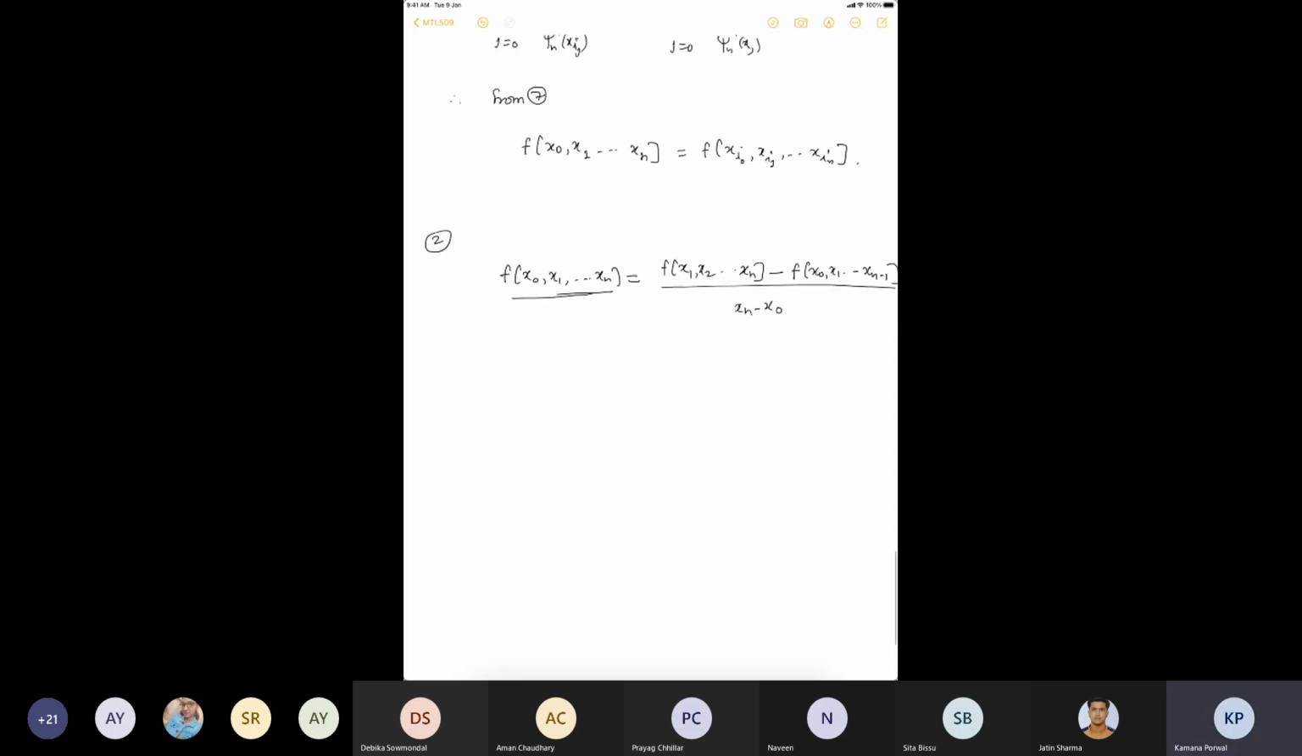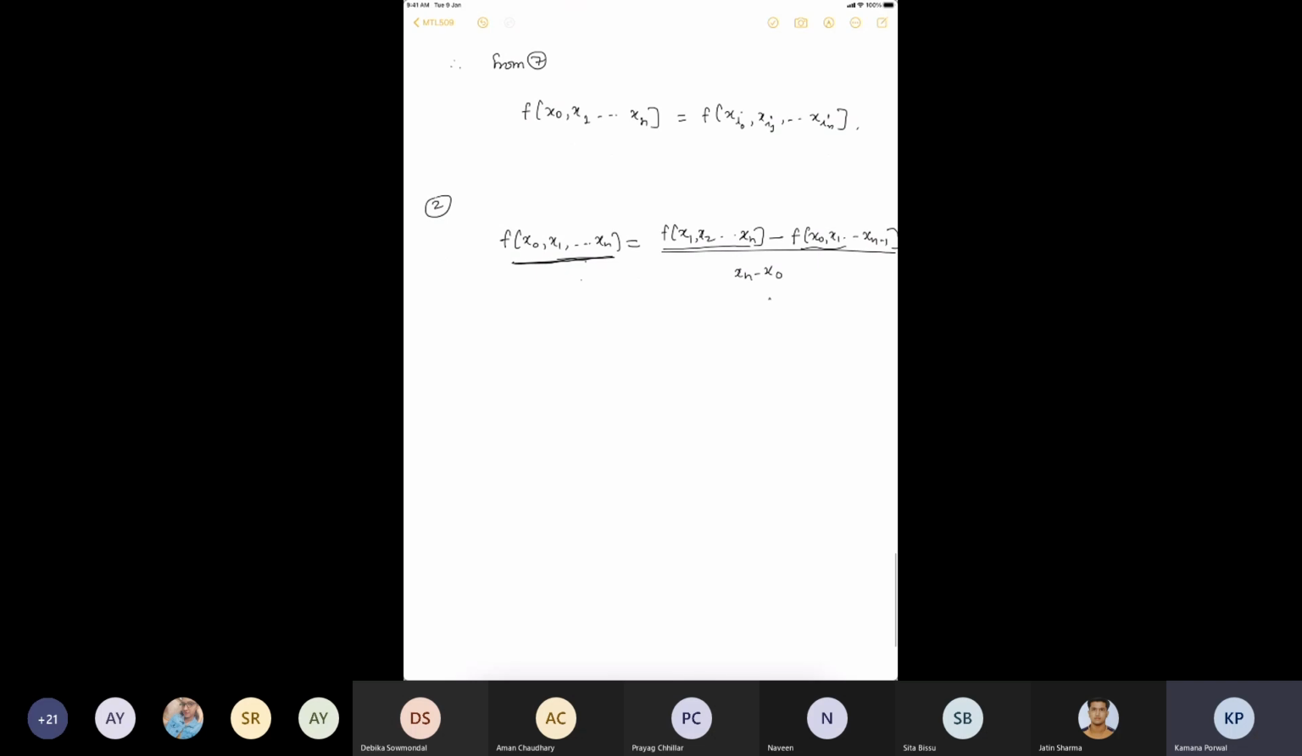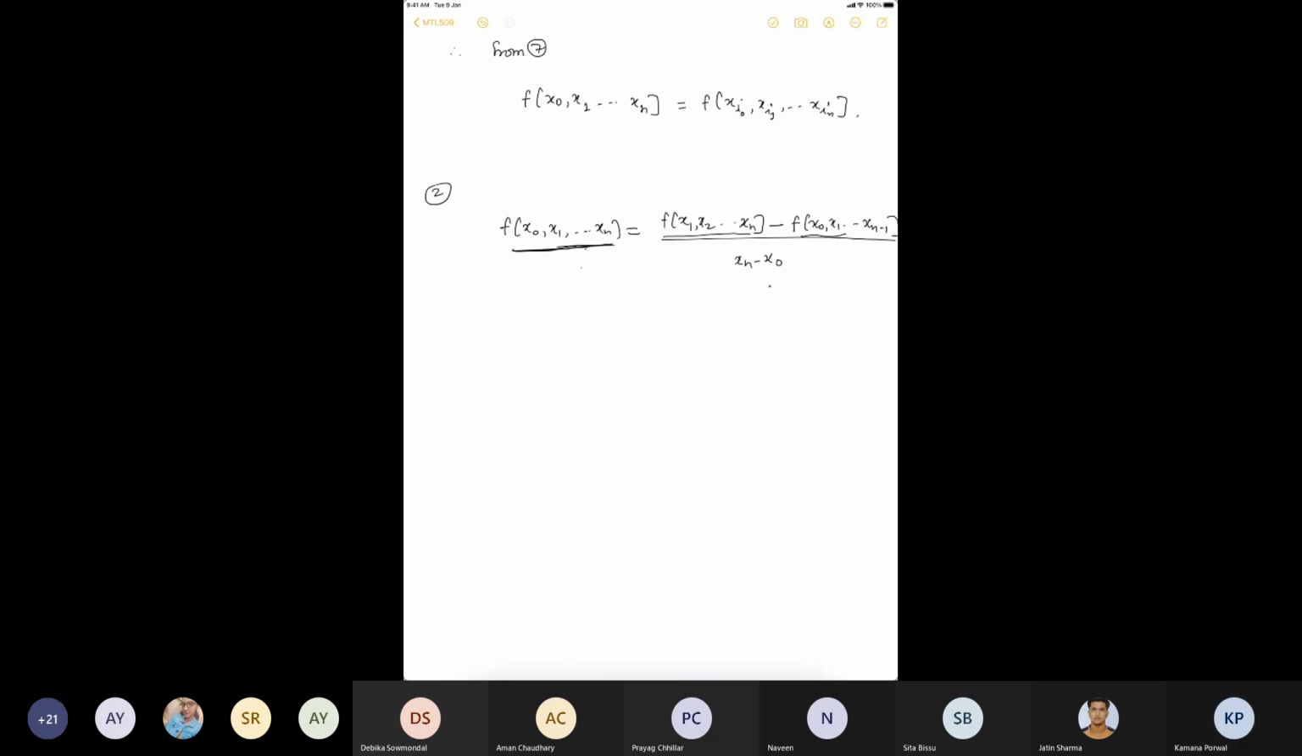So we have already observed that this side is nothing but the coefficient of x raised to power n in the interpolating polynomial, right? Likewise, this is going to be the coefficient of x raised to power n minus 1 in some interpolating polynomial, and the same with this. So if we want to prove that both the terms are the same, we just have to obtain a relation between the interpolating polynomials, right?